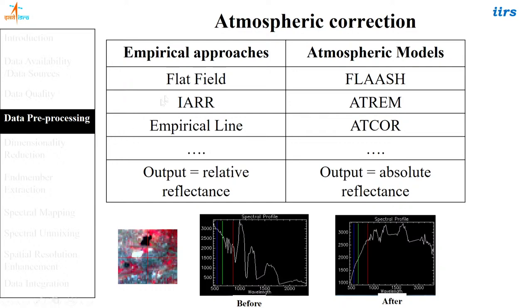In the case of absolute reflectance correction, normally we have to use a radiative transfer model, and this radiative transfer model requires many measurements. This requires atmospheric condition, water vapor condition, aerosol condition. You have to know the scene sensor geometry, and the date and time of acquisition. So by knowing all these parameters, you can convert this to absolute surface reflectance.